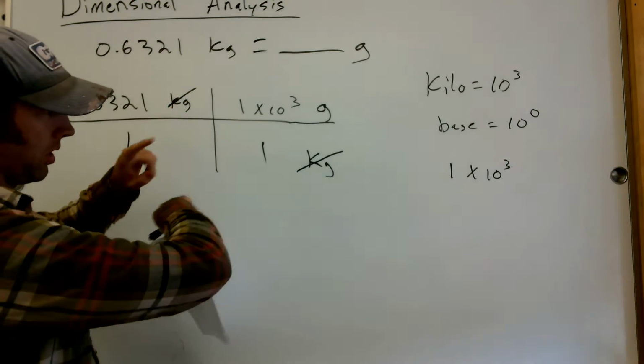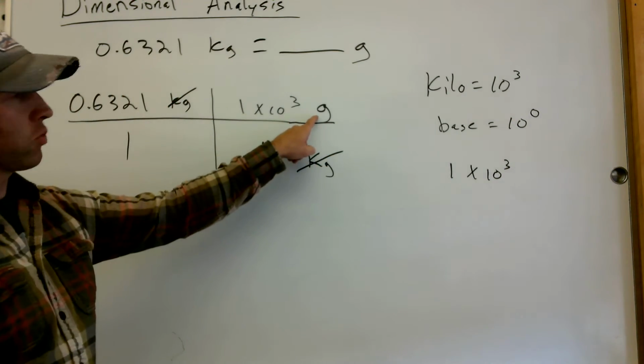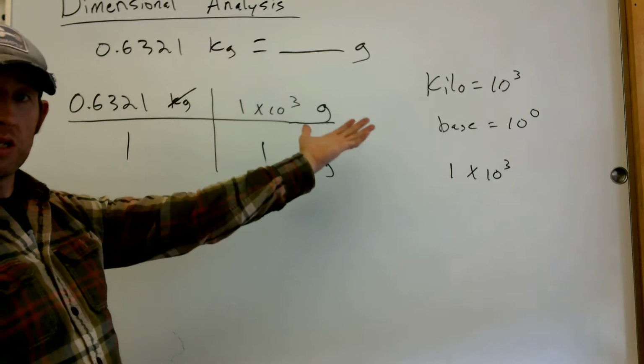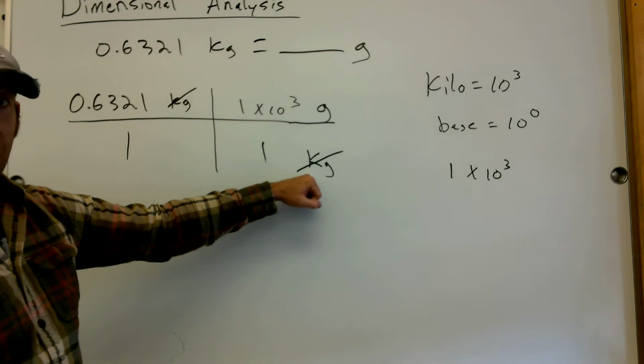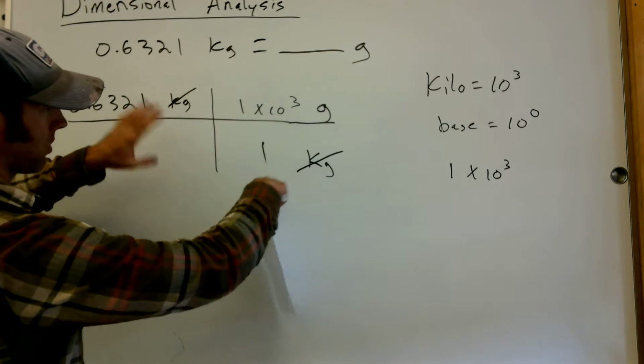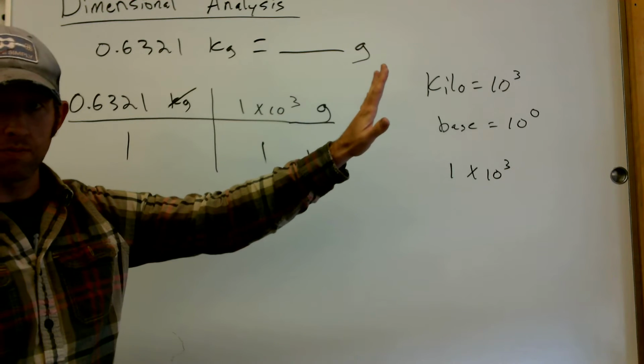Kilogram, top, bottom, they cancel. The unit I'm left with is grams, and that's what I'm converting to. So whatever you're converting to goes on top, whatever you convert out of goes on bottom. Top, bottom cancel, grams is going to be my answer. All right?